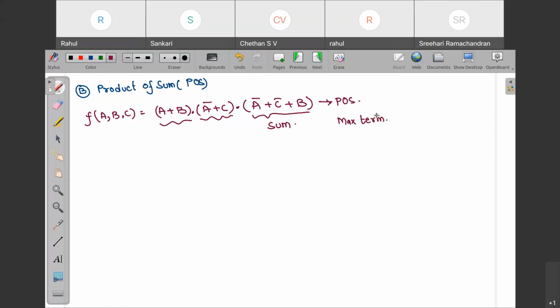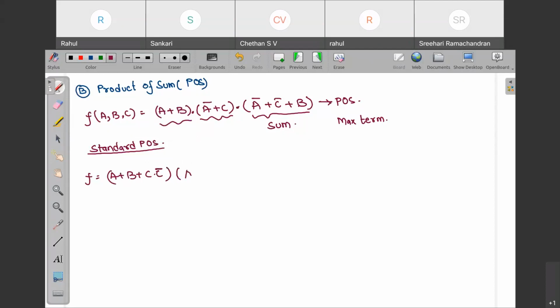But before that, let me show you what a standard POS is. What do we mean by standard POS? Just like we calculated standard SOP, standard POS should have all 3 variables in its max terms. So here I can write f is equal to a plus b plus 0. This expression won't be changing. This 0, I am going to replace with c dot c complement.